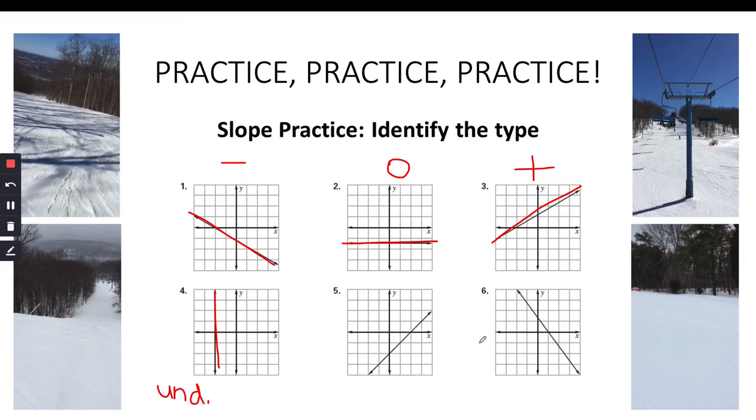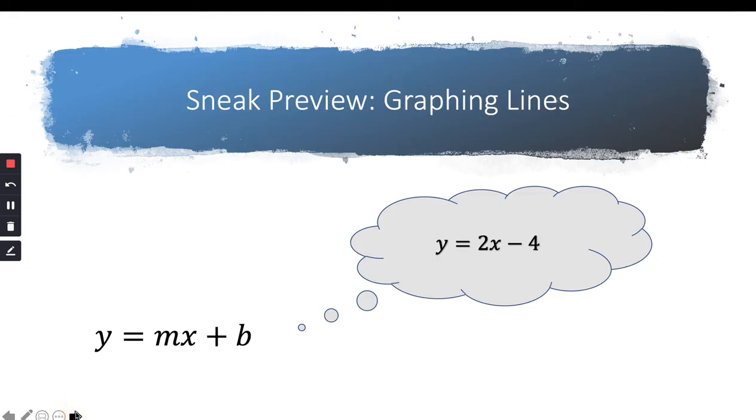All right, I'll leave 5 and 6 for you to try on your own. If you got positive for number 5 and negative for number 6, well done. Slope Dude would be proud. All right, and that's the entire lesson, but it seems simple, but you know, it's important, and hopefully the route that Slope Dude skied today will help you remember for our next lesson, because like I said, that is the foundation of this chapter. All right, so here's a quick sneak preview when we have to graph lines.